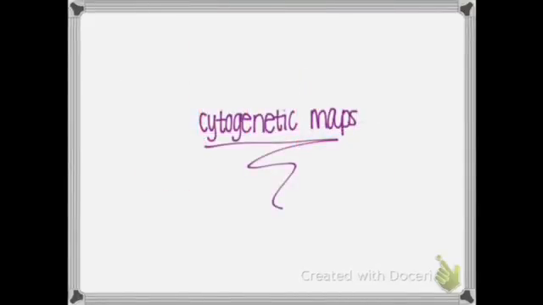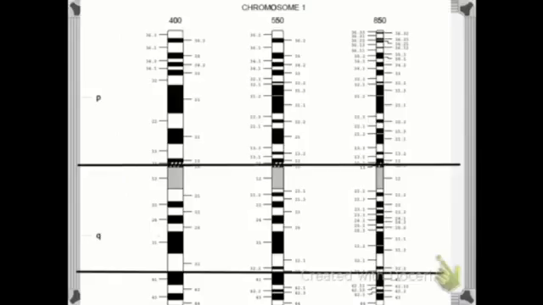Cytogenetic maps of chromosomes locate genes with respect to chromosomal features such as stained light and dark bands. Using these, you can locate the position of genes using a numbering system called the International System for Cytogenetic Nomenclature. The chromosomes have two arms, a short arm which extends upward from the centromere, and a long arm which extends downward from the centromere.